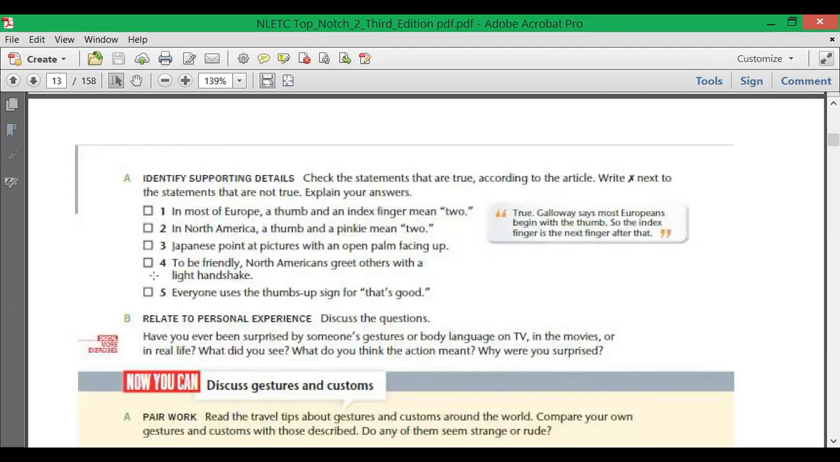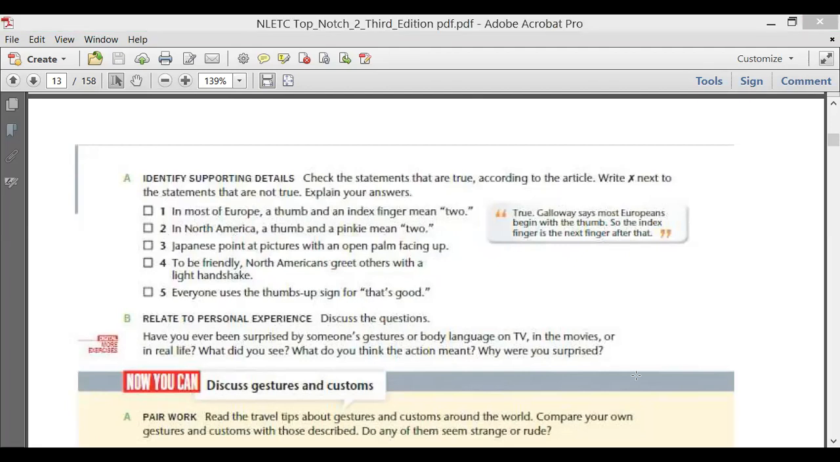So you're gonna work on that. If it is true, explain why. If it is false, explain your reasons why. You're gonna make it in pairs, okay? You understand?